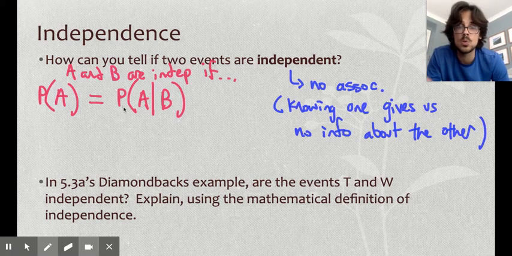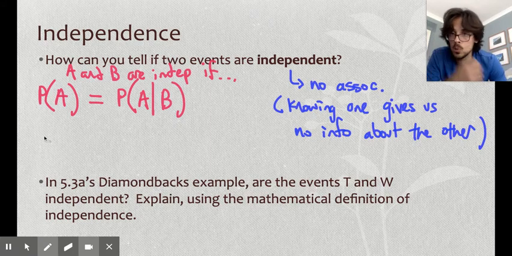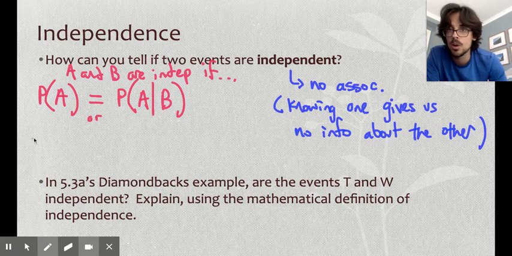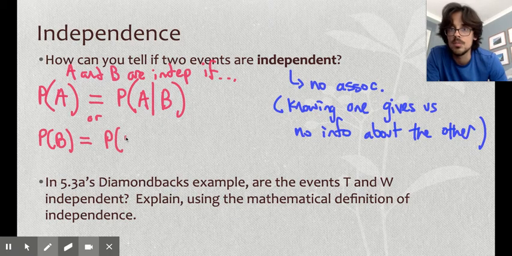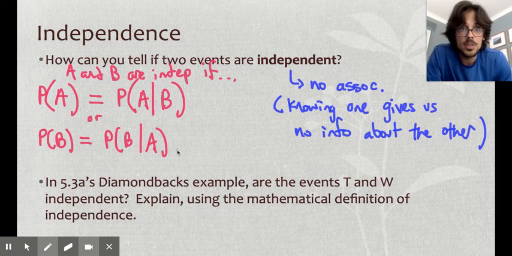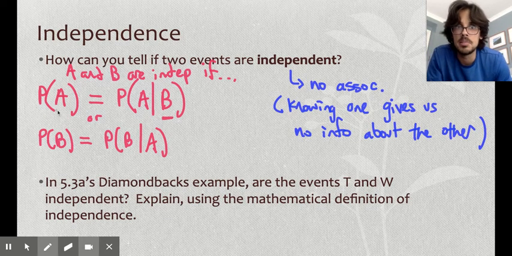So A and B are independent if this is true: probability of A equals probability of A given B. You could also reverse it and do it the other way: probability of B equals the probability of B given A. Basically what this means, I'll use the top one: the probability of A is the same thing as the probability of A given B. In other words, B happens. Well, okay, it's still the same probability for A. It doesn't tell me anything.